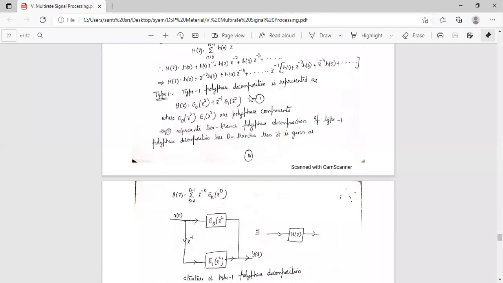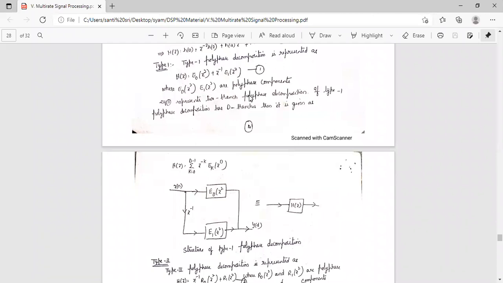Okay, this can be drawn like this. X of n is the input and y of n the output, with E0 of Z square and E1 of Z square, with Z power minus 1, identical to H of Z. So this is the structure of type 1 polyphase decomposition: E0 of Z square plus Z power minus 1 into E1 of Z square is equal to H of Z, right?